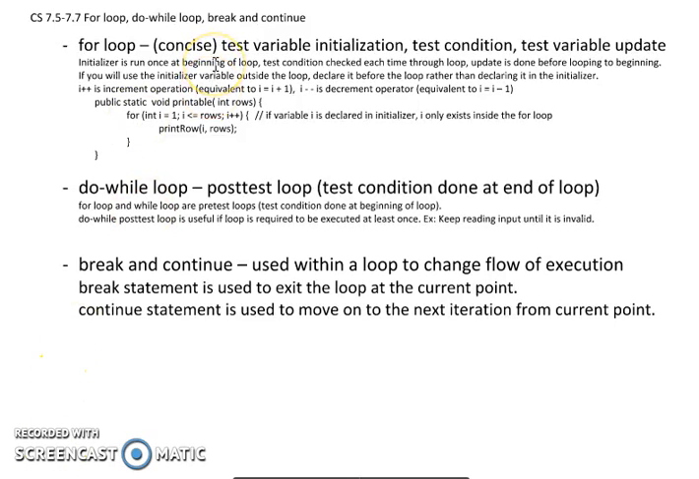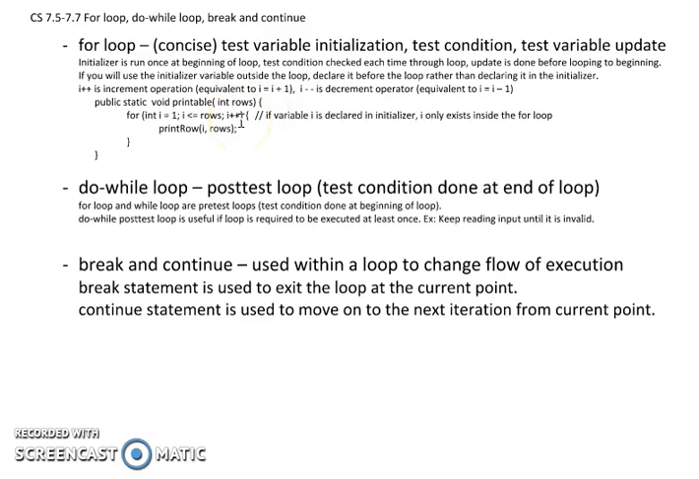So as it says here, anytime you have a for loop, the initializer is run only once at the beginning of the execution of the loop. The test condition is checked each time you go through the loop, and the update is done right before you loop back to the beginning. So at the beginning of each iteration, after the first one, this update will be done.